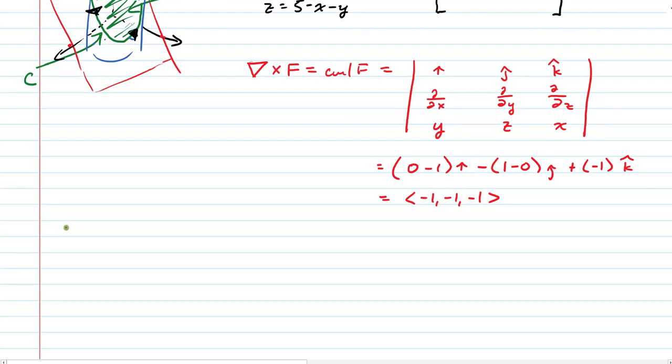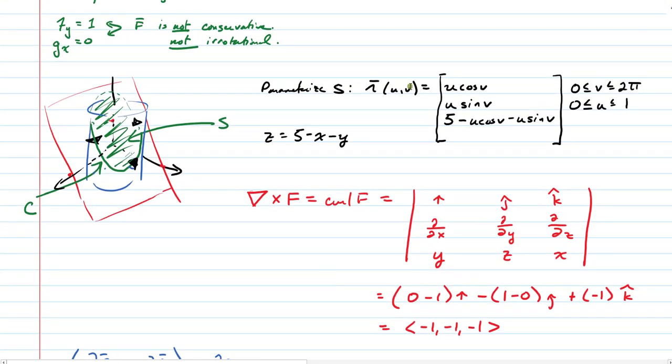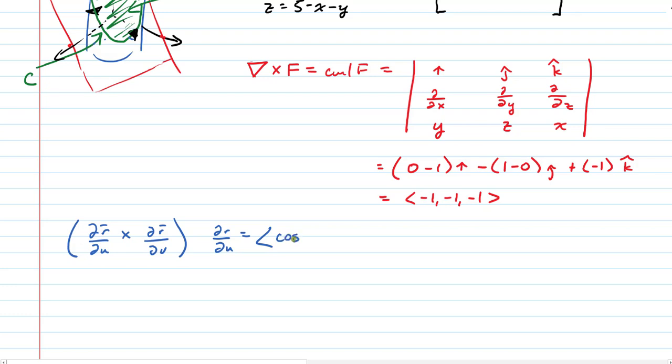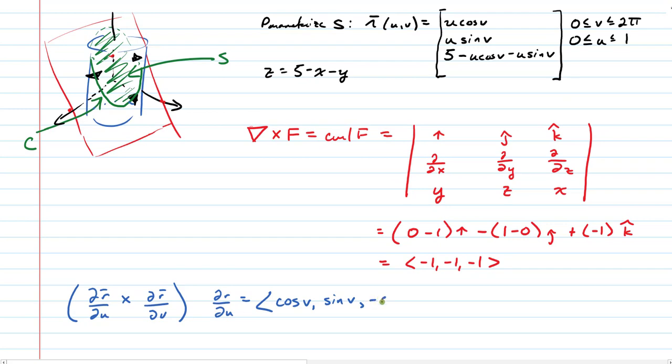So remember, for that, we're going to use the statement partial r, partial u, crossed with partial r, partial v. And this is where this is going to get a little bit messy. So if I first compute partial r, partial u, based on my parameterization here, I'm going to get cosine v, sine v, and then minus cosine v, minus sine v, where I took the partial derivative of each of those components of r with respect to u.